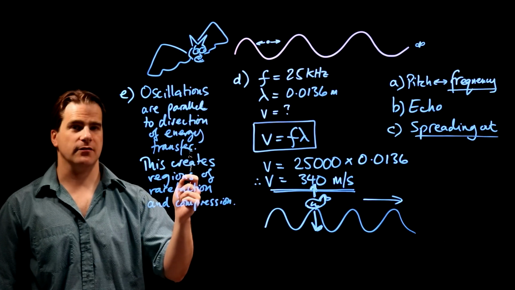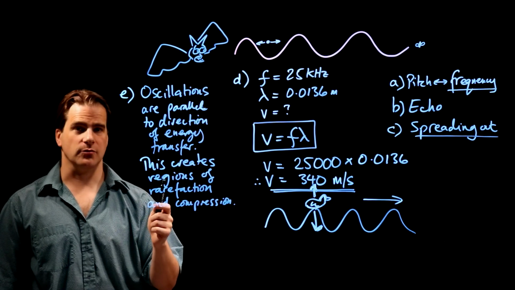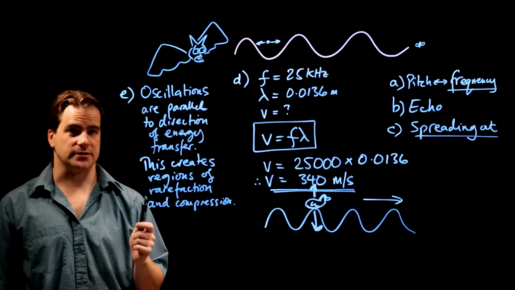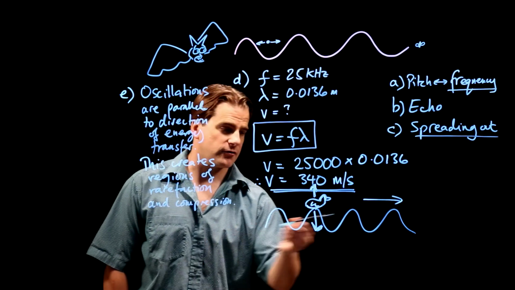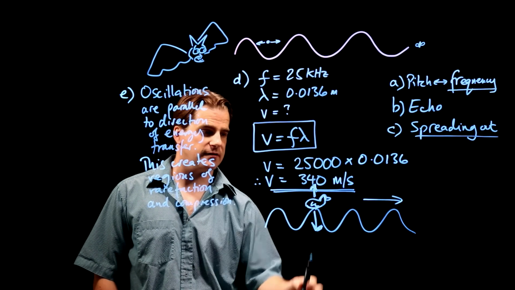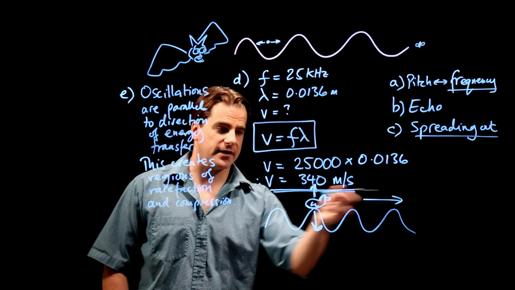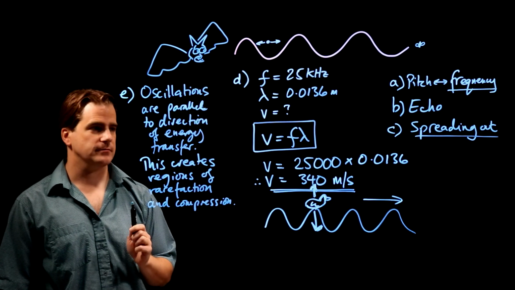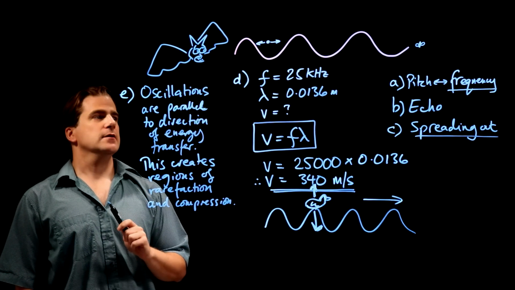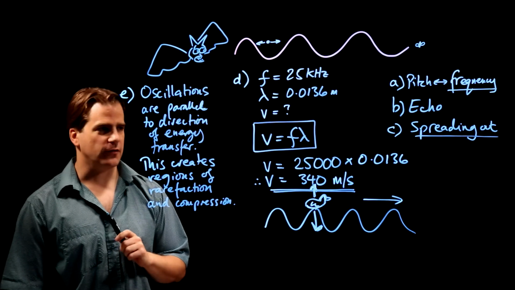Okay, in a sound wave, which is a longitudinal wave, the oscillations are parallel to the direction of energy transfer. In a transverse wave, the oscillations are perpendicular to the direction of energy transfer. I think that'll do for one question.